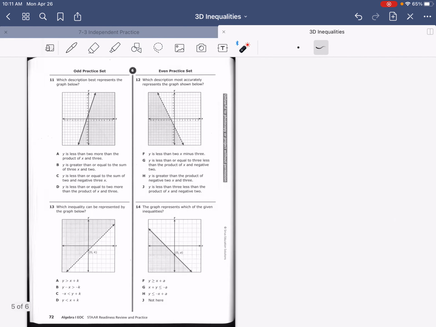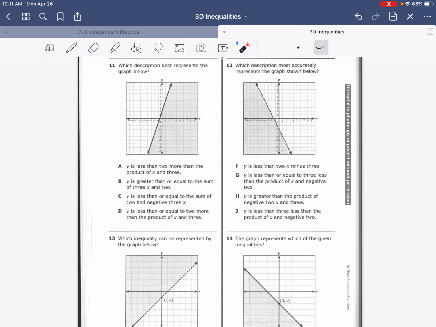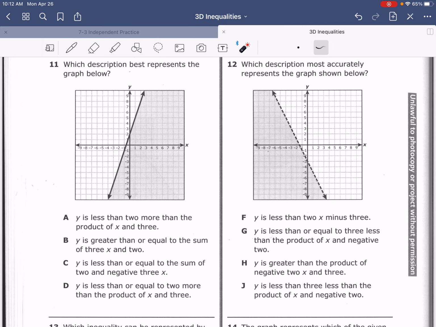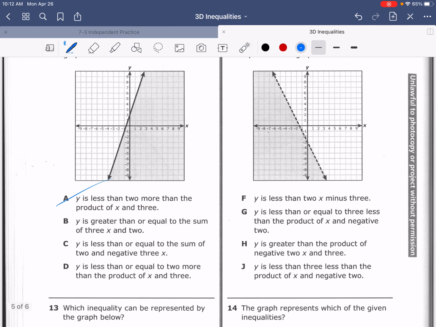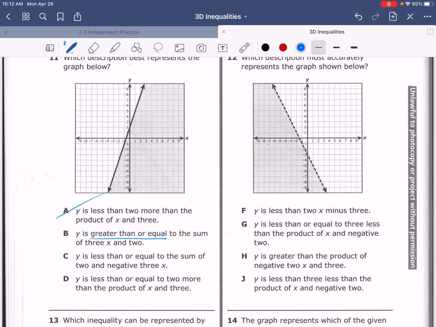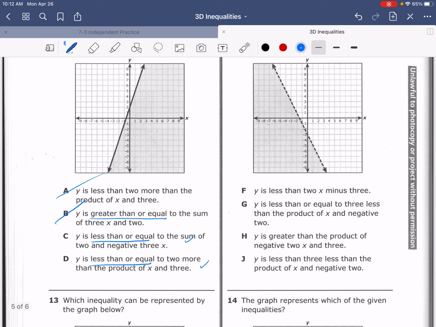Well, we're almost done. Let's do this. Which description best represents the graph below? It should be a solid line, so it should have less than or equal to. It just says less than, so no. Greater than or equal to, no, because it's shaded bottom part, it cannot be greater than or equal to. Less than or equal to, okay, so it should be one of these two.